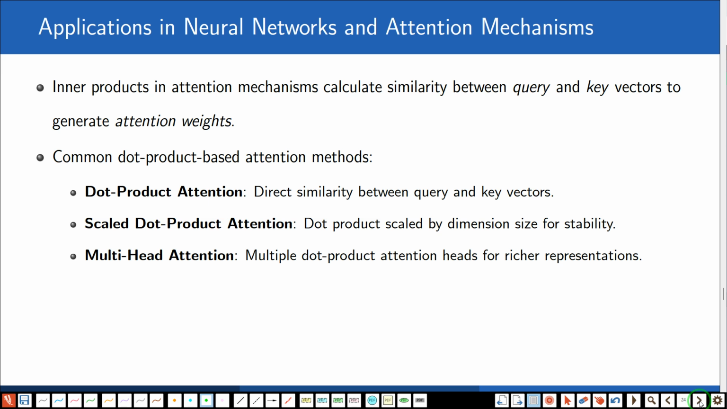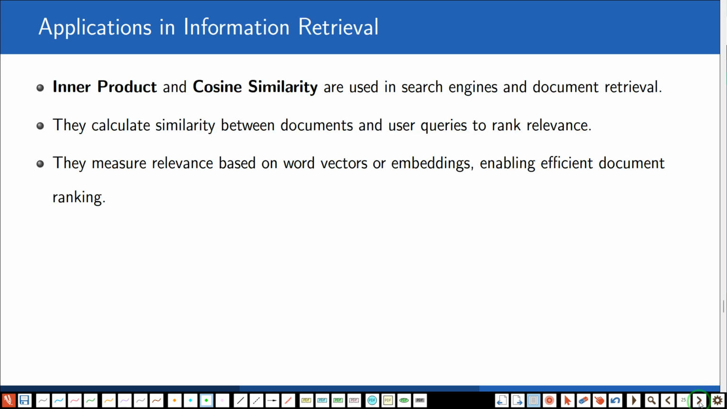All of them use the dot product as the fundamental component to calculate the similarity between the query and key vectors. That's it. That's a very advanced application of the inner product. And these days you use all of these models, especially when you're using the large language models, and I'm sure that you're using those.